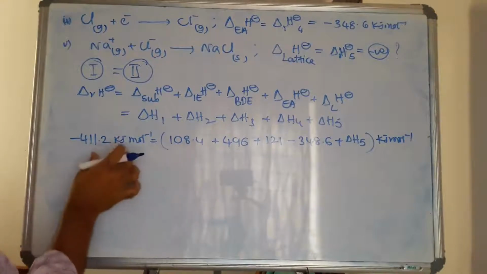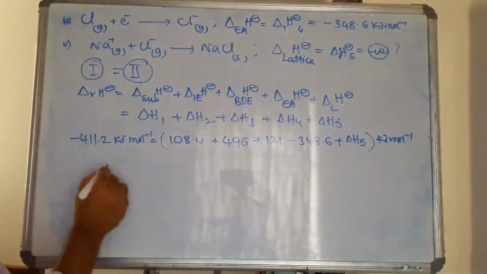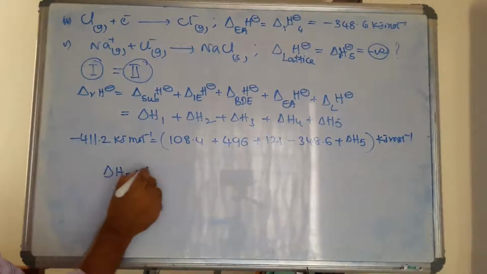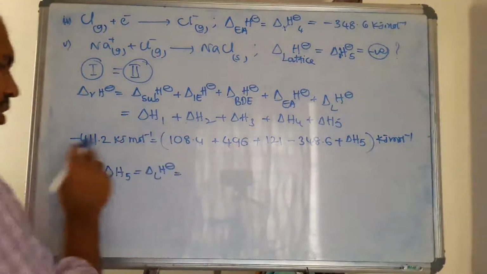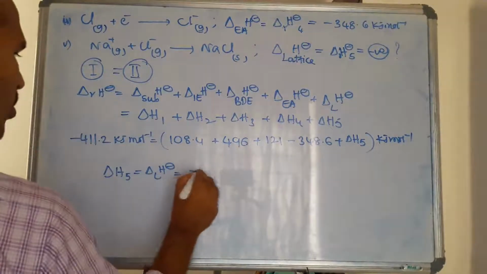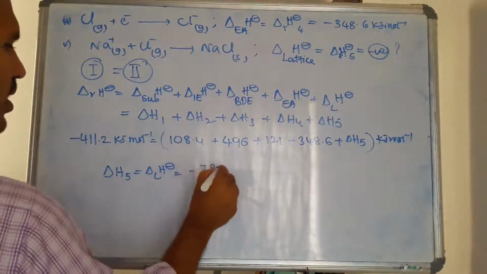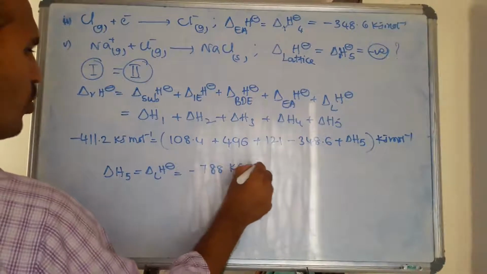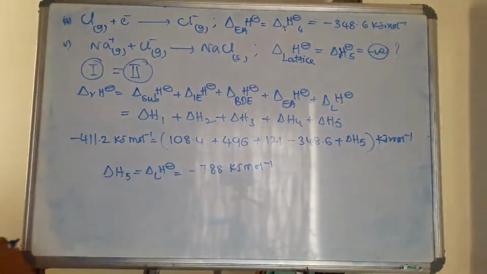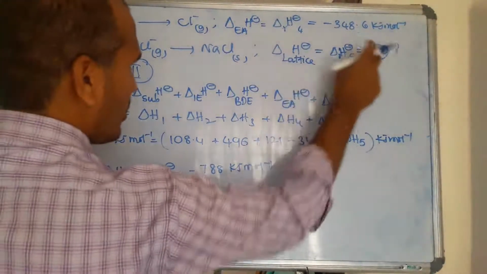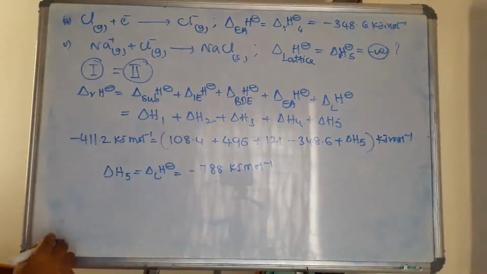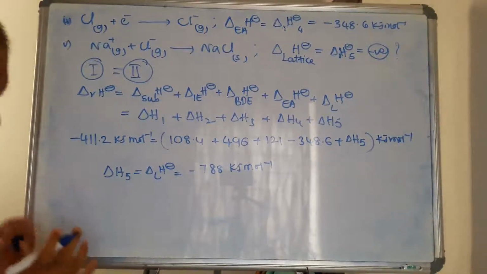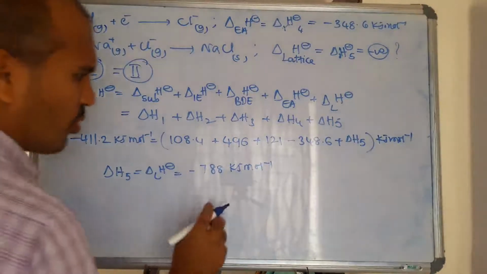If you add all these values, then delta H5, that is nothing but the lattice enthalpy, you should add all these values and subtract, then you will get minus 788 kilojoule mole inverse, that is the lattice enthalpy. Already I told you that this is a negative value, and here we got a negative value. Now this can be simply represented in the form of one small flowchart.